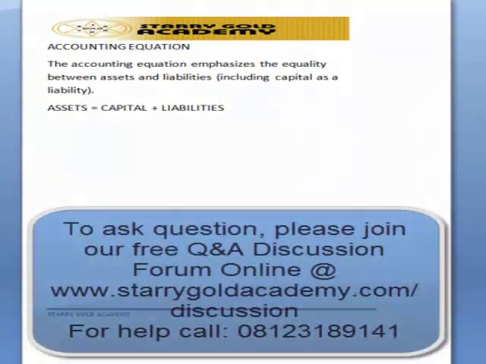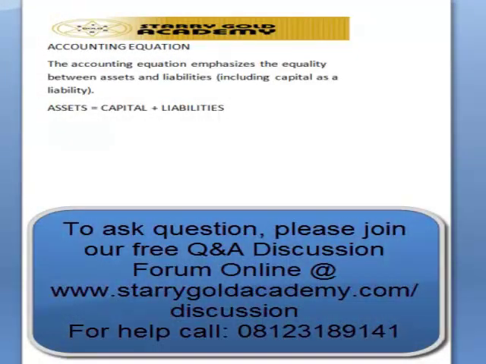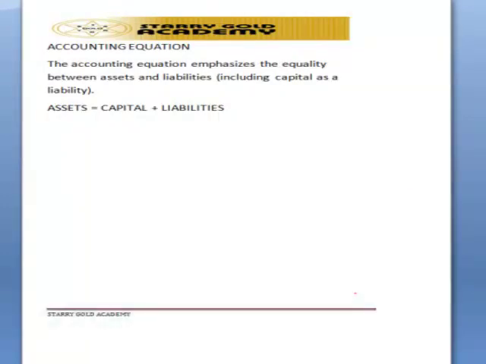Right now, let's quickly look at what we call the accounting equation. The total of financial accounting is based on the accounting equation. The principle of double entry developed from the axiom of the accounting equation as well. So the fundamental equation is assets equals capital plus liability. The accounting equation emphasizes the equality between the assets and liabilities of an organization.